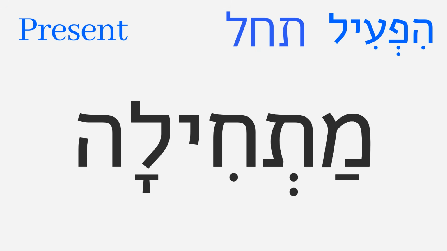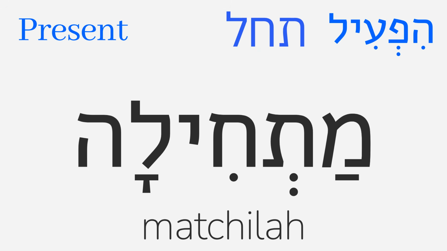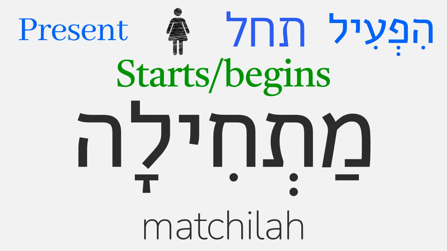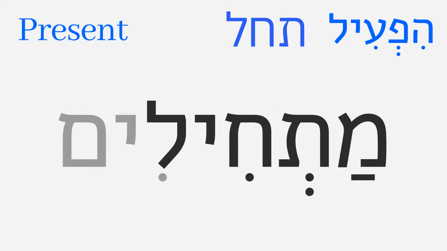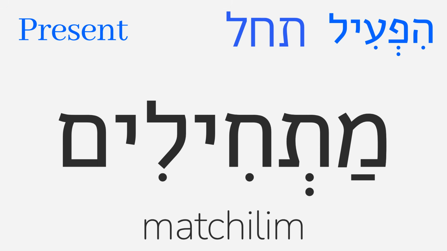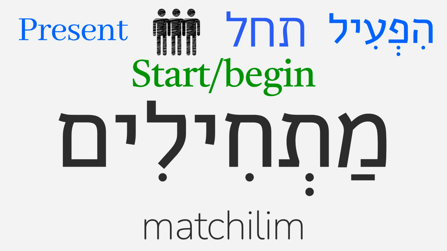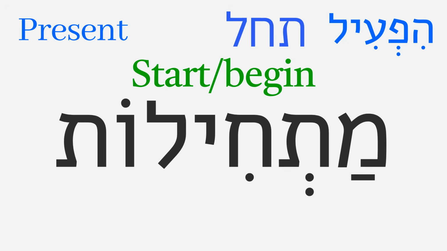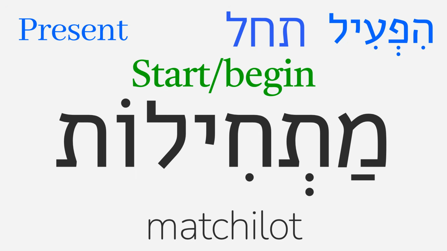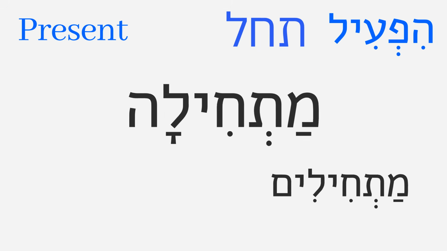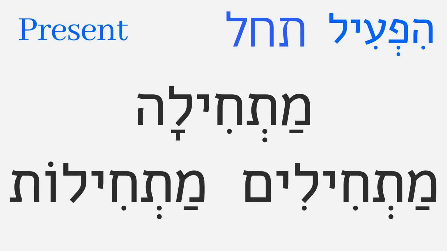Adding a, we make matchila, starts in feminine singular form. Adding im, we make matchilim, start in masculine plural form. And adding ot, matchilot, start in feminine plural form. These endings, a, im, and ot, are the same endings used to make the different forms of adjectives.